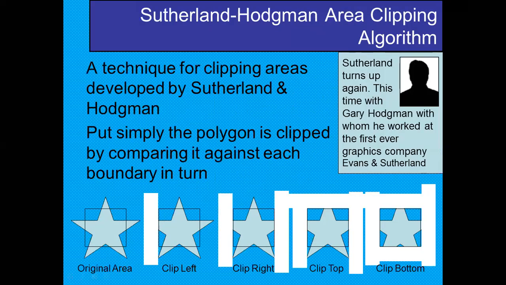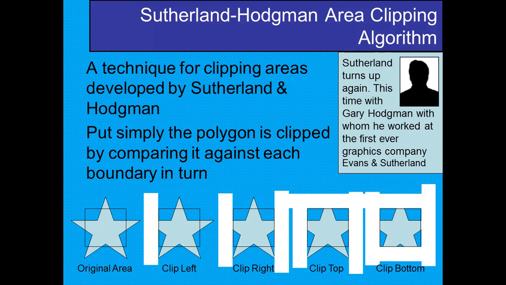Now this is called the Sutherland-Hodgman area clipping algorithm. This is another technique, a technique for clipping areas developed by Sutherland and Hodgman. Put simply, the polygon is clipped by comparing it against each boundary in turn. So in this case, first we will choose the original area. Now you can see here there are several windows given. Original area we will choose.